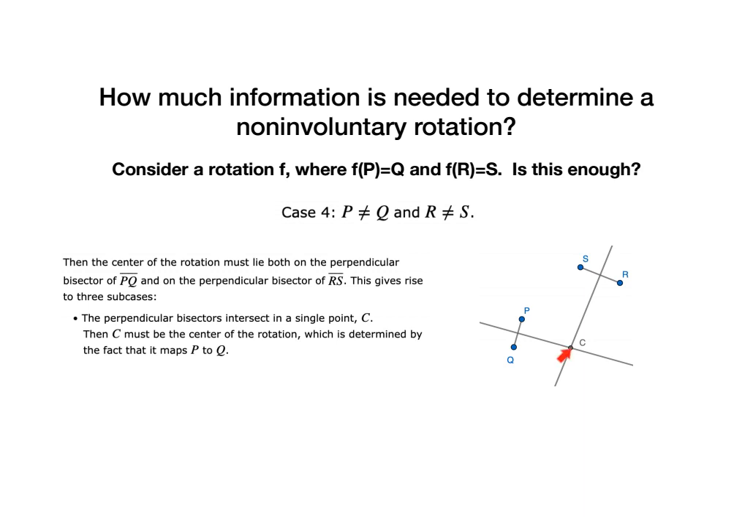In order to have a center of rotation, I need this center to be the same distance from R as it is from S, because the image is the same distance as the pre-image. So every point on this perpendicular bisector, and I should mark it like that, is the same distance away from both of those endpoints. So same situation over here. I need the distance from P to the center to be the same as the distance from Q to the center. So therefore, the center must lie on the perpendicular bisector of PQ. And I will just mark it that way.